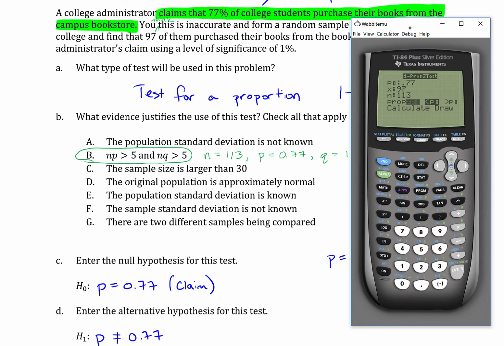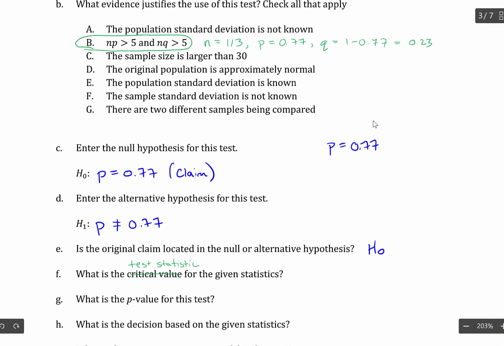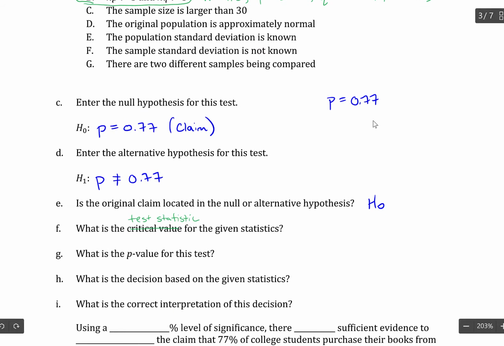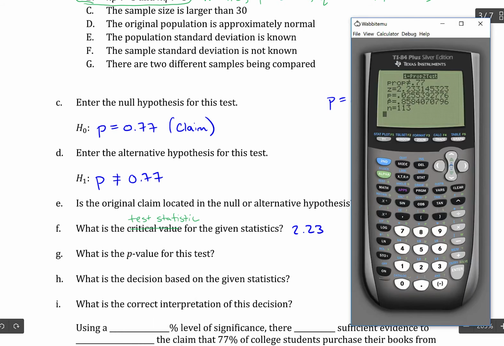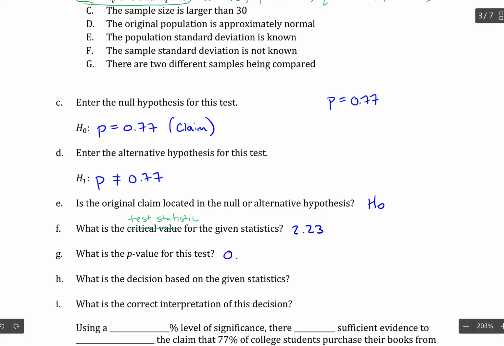Now the next statement is asking what type of test we have. It's either a two-tailed, a left-tailed, or a right-tailed test. Effectively, all you have to do is match the symbol that's in the alternative hypothesis. This would be a two-tailed test, because it's not equals. Now we hit calculate, and the first thing that we get is the test statistic, which is 2.23. I'm going to round that to 2 decimals, but follow any rounding rules given in the problem. The p-value is 0.0255. I'm going to take that out to 4 decimals.